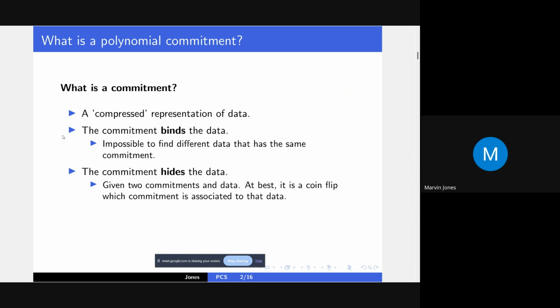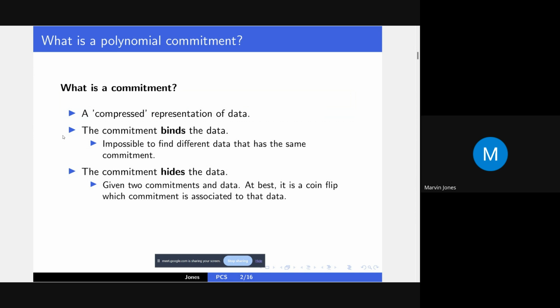The reason I'm putting compressed in quotes is because I really didn't want to deal with the edge cases of, okay, maybe it takes up a little bit more space if you have a small set of data, but it's a compressed representation. We're going to go with that. But more importantly, what it does is it binds the data. So if I give you a commitment to some piece of data, I cannot change that data and maintain that same commitment.